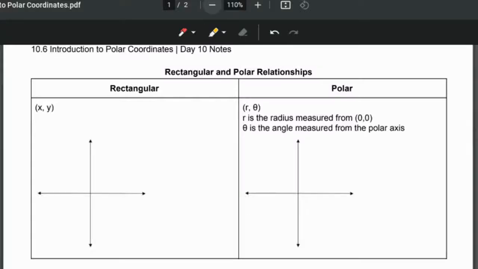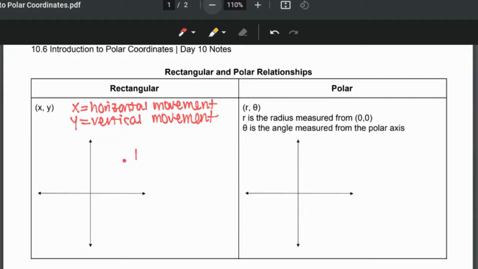All right, so today we're going to start polar coordinates, and we'll be spending a few days on the relationship between rectangular and polar. So rectangular is what you have been used to all along. That's the Cartesian coordinate plane. And so the x-coordinate is your horizontal movement, and your y-coordinate is your vertical movement. And so when you graph a particular point, you would go in a certain direction, either left or right, x units, and then you would either go up or down y units.